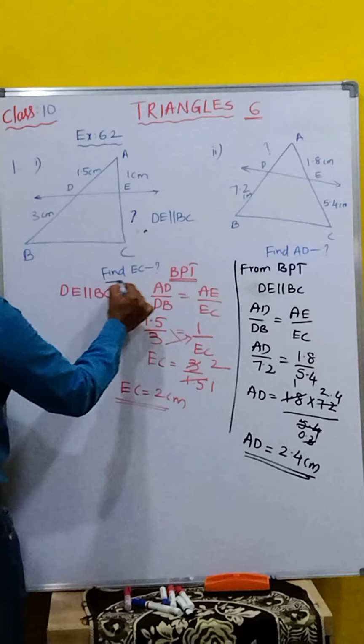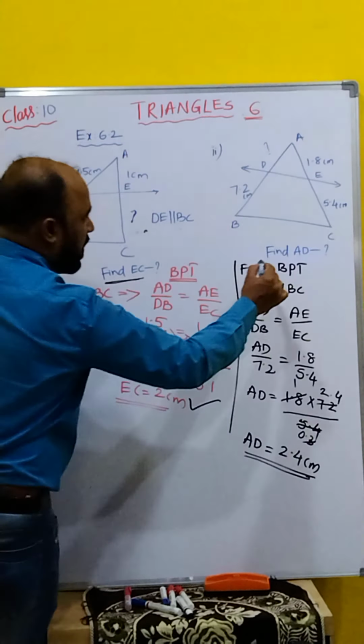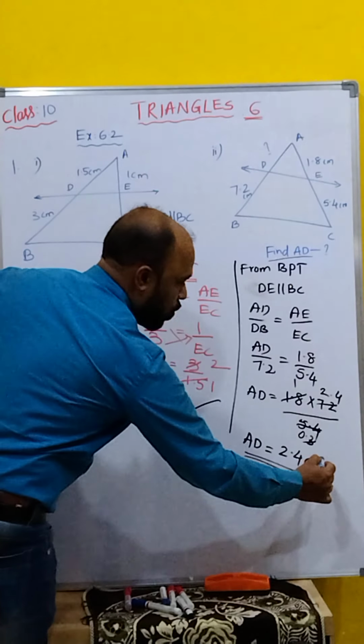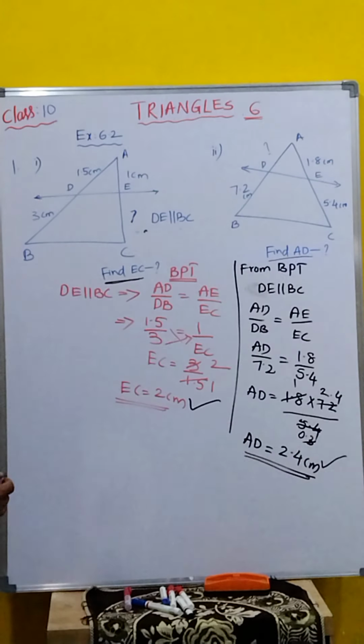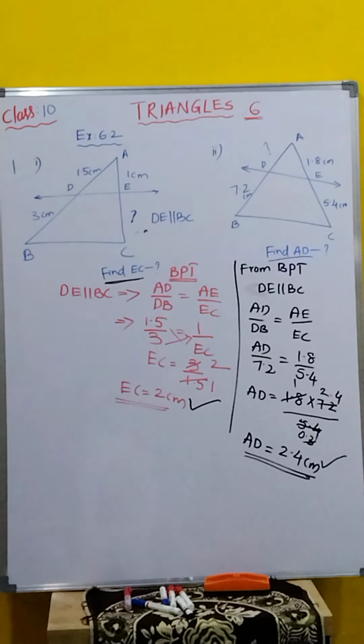In this first figure, EC is equal to 2 centimeters. In the second figure, AD value is 2.4 centimeters. Here, using the basic proportionality theorem, we are doing this.